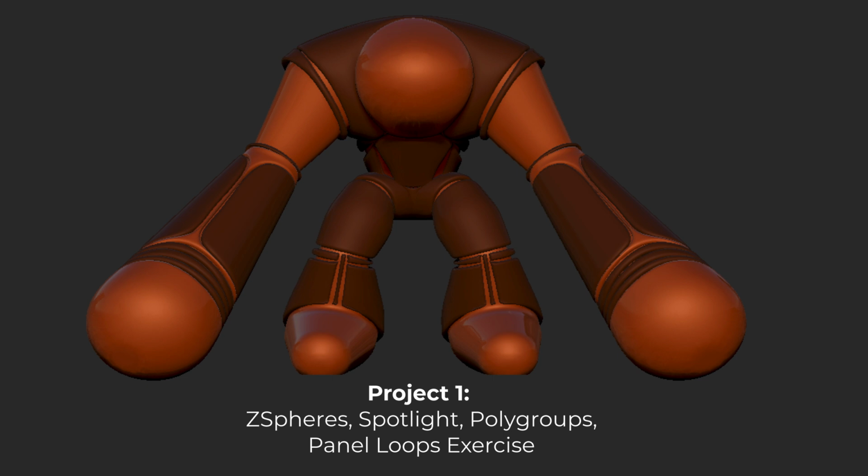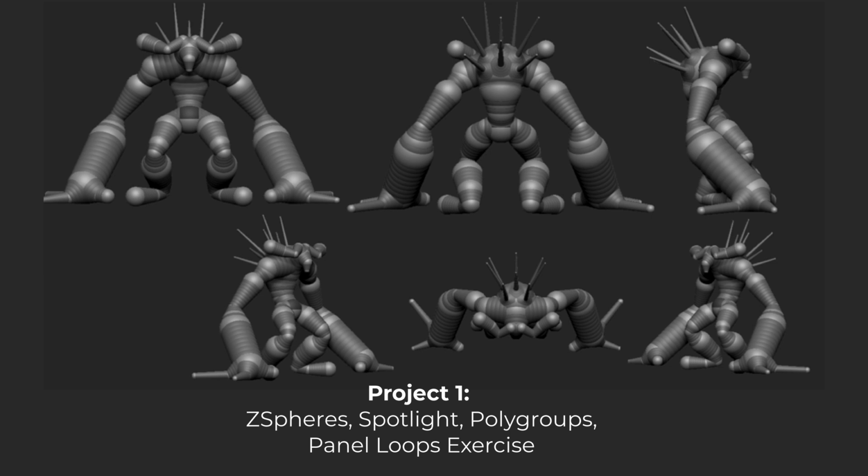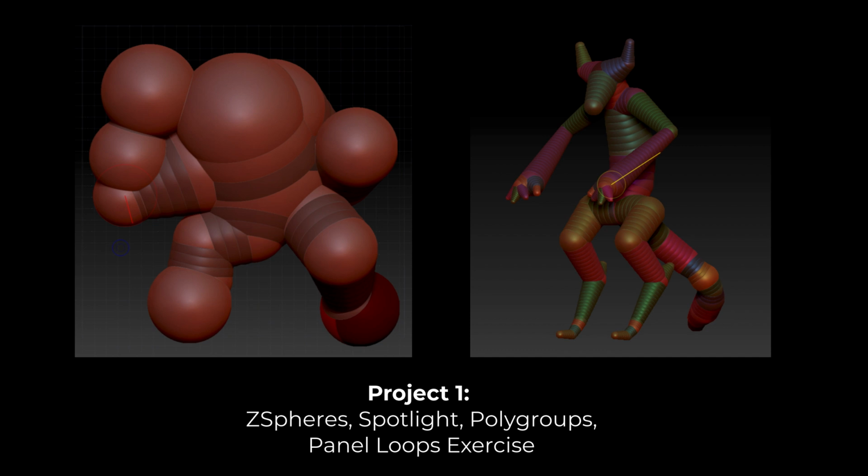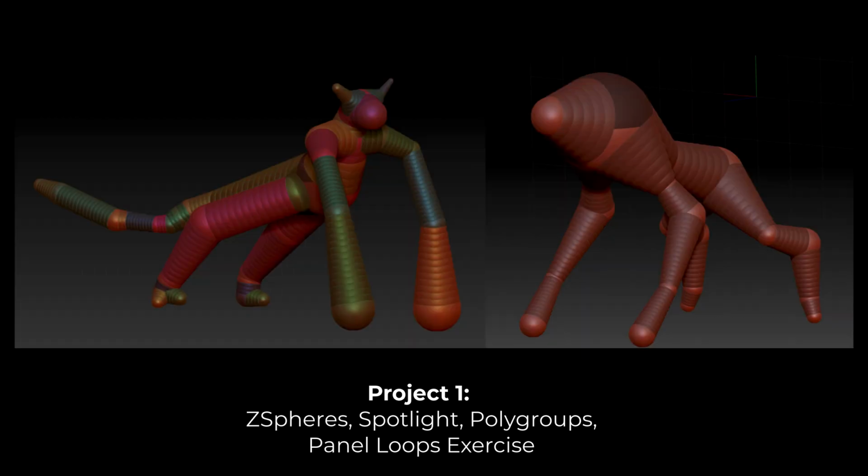Hey class, so for this first project, we are going to get our feet wet with ZBrush. So hopefully it'll get you used to navigating around the canvas, using the unique UI that comes with ZBrush, and how to save your project in ZTool. We'll be adding reference images for the first time using Spotlight, creating a base mesh with ZSpheres, which is a pretty cool and unique tool to ZBrush. And then we'll also be learning about panel loops, which is a great way of adding hard surface details to your model. So let's get started.